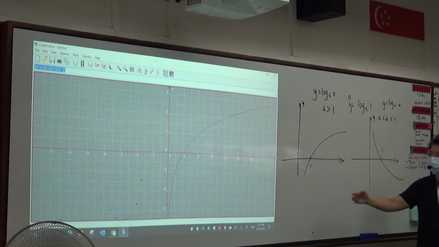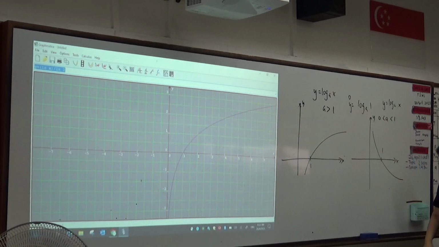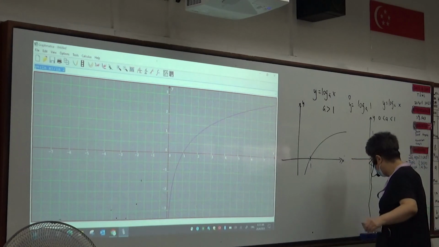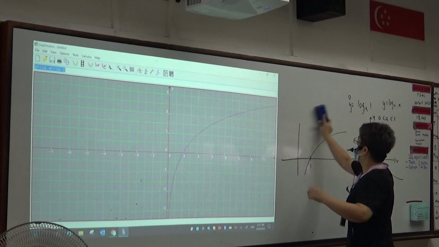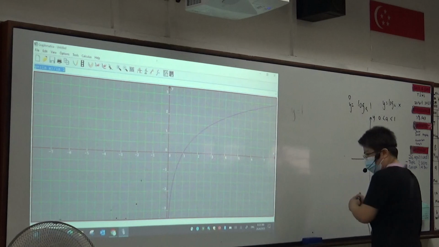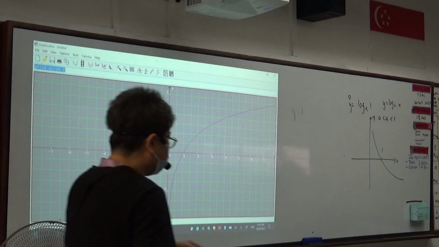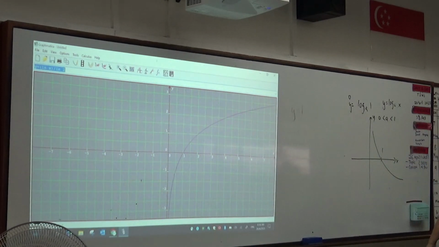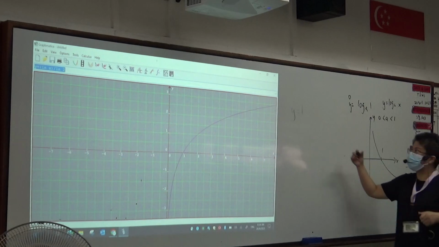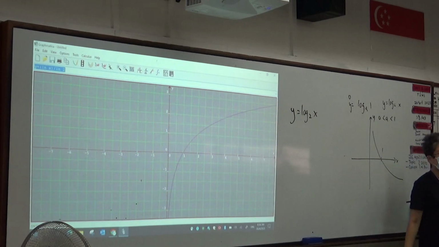Graph here. Can you see it? This one is when, this is the graph of, I'm going to bring down this part. This is the graph of y equals to log 2x.